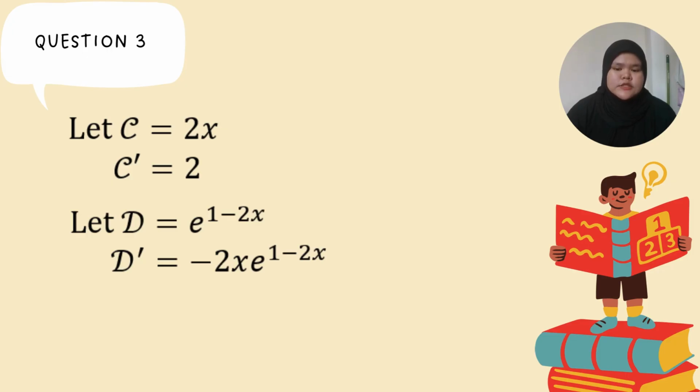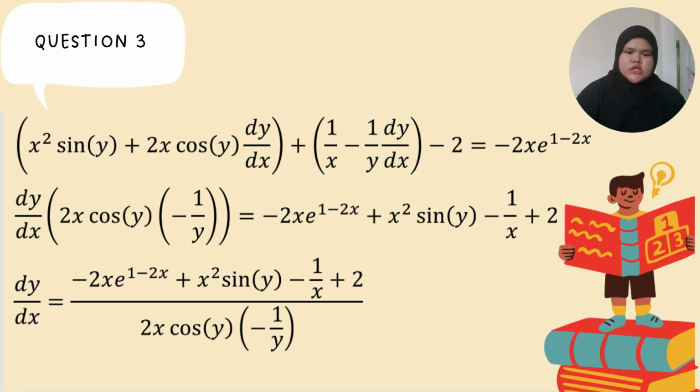Let d equal e to the power of 1 minus 2x. D prime equal negative 2 e to the power of 1 minus 2x. So here we put the derivatives back into the equation. So it will be negative x squared sine y dy/dx plus 2x cos y plus 1 over x minus 1 over y dy/dx minus 2 equal negative 2 e to the power of 1 minus 2x.